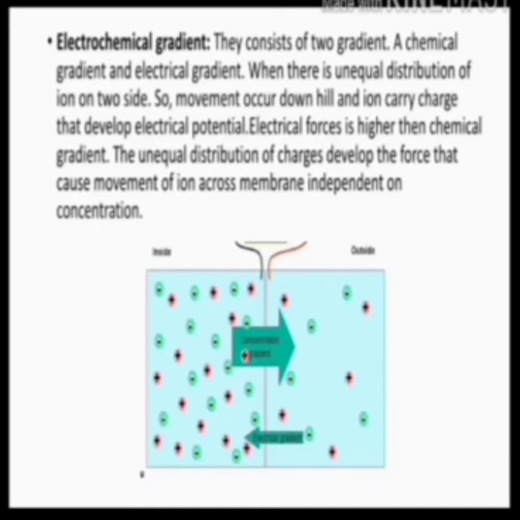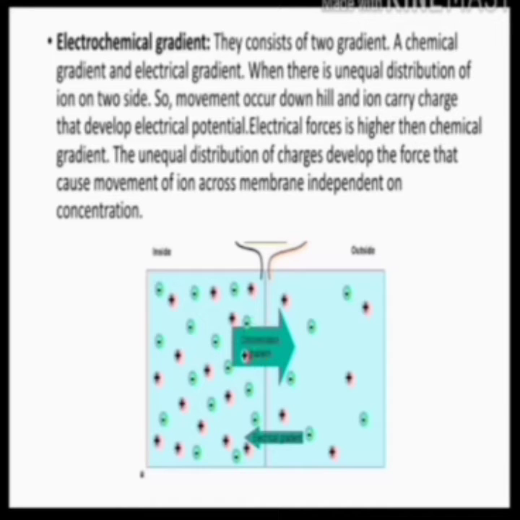Electrochemical gradient. It consists of two gradients. Number one is the chemical gradient, second one is the electrical gradient. In this figure, we put some solute here and simply the chemical gradient is the movement of solute from higher concentration towards lower concentration, and solutes move from outside to inside. After some time, the solute is in equal quantity on both sides and equilibrium is reached, and the concentration of solutes on both sides is equal.